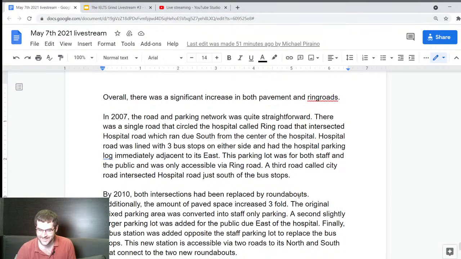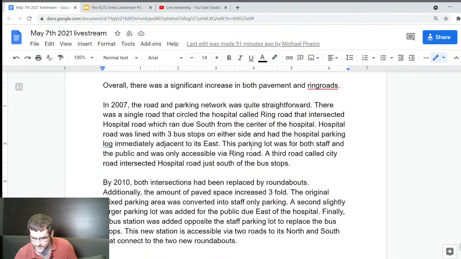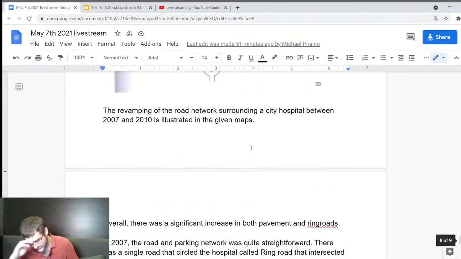So, overall, there was a significant increase. Wait, this isn't the beginning. Oh, phew. I almost thought I didn't have an intro. That would not be a band 9. Okay, so it's there, it's hiding.